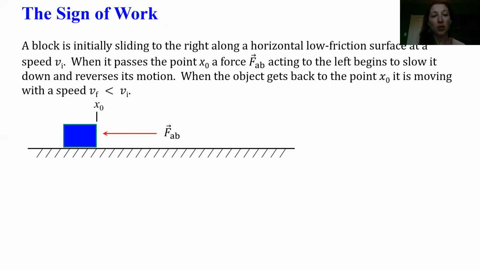Some force is going to slow it down, eventually bring it to rest, and then have it reverse directions until it passes that same point again. So this block is undergoing a closed path from x naught, away from x naught, back to x naught. And we're told that when the object gets back to that point, it's moving with a speed v final that is less than v initial.